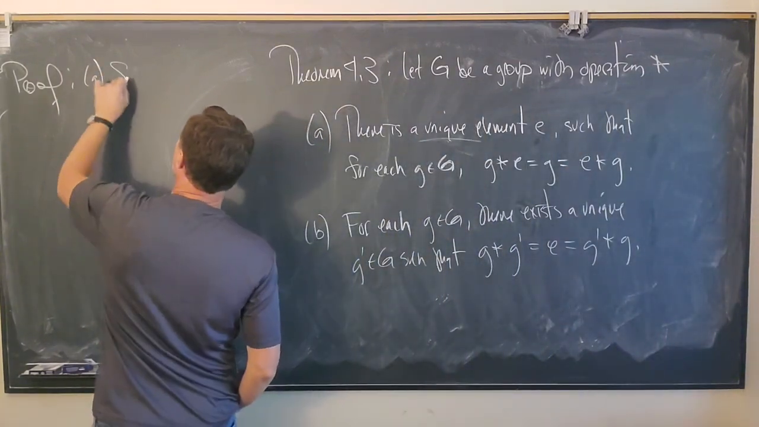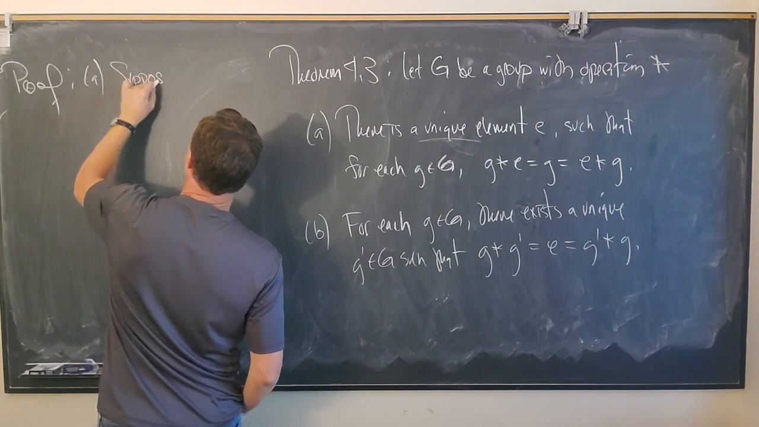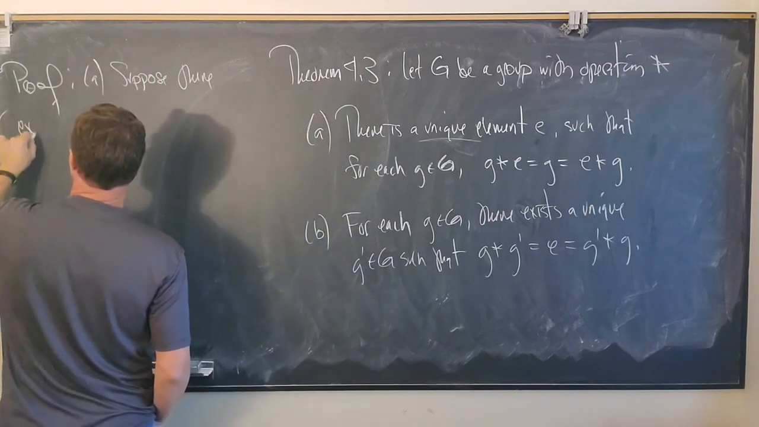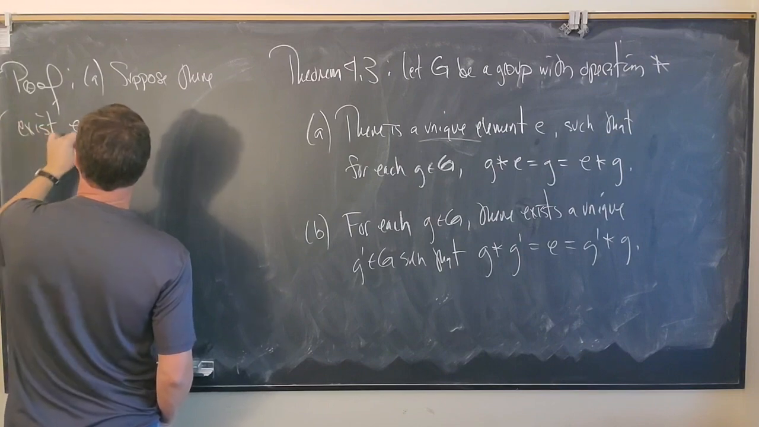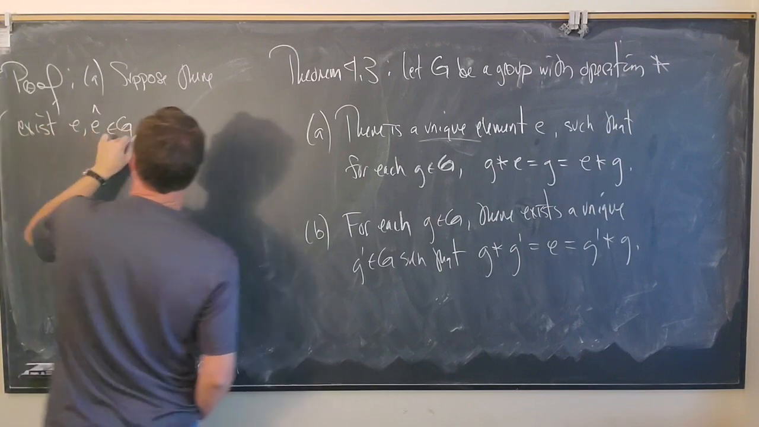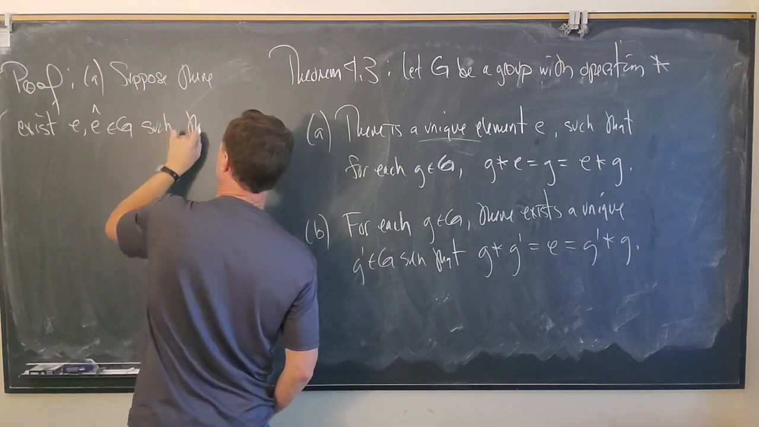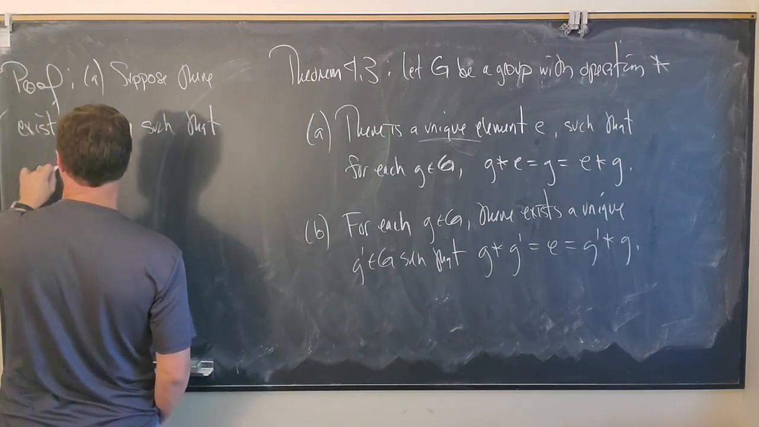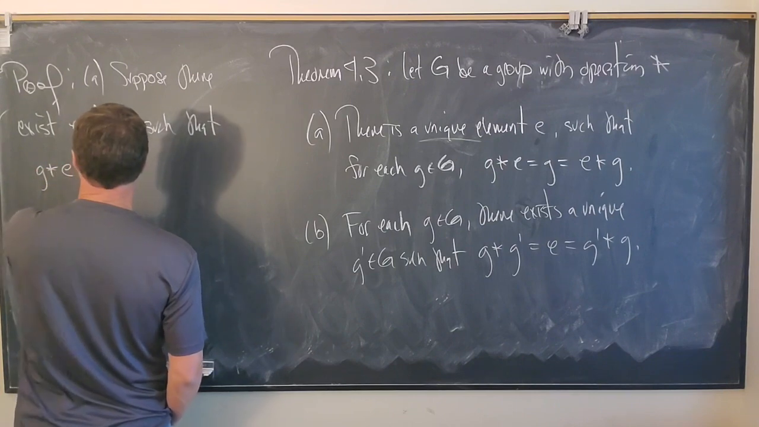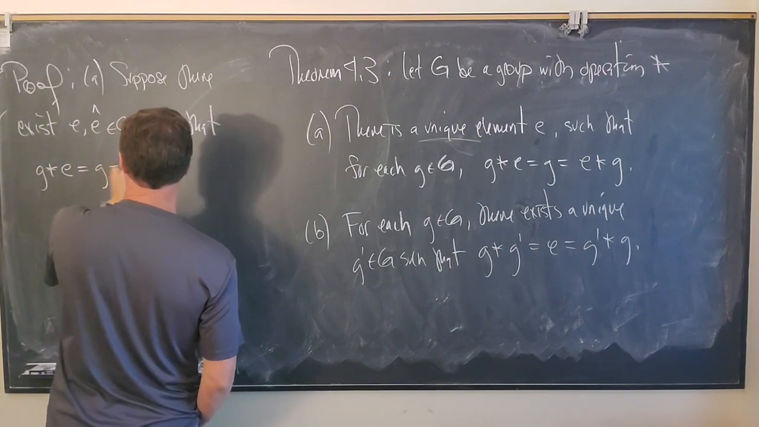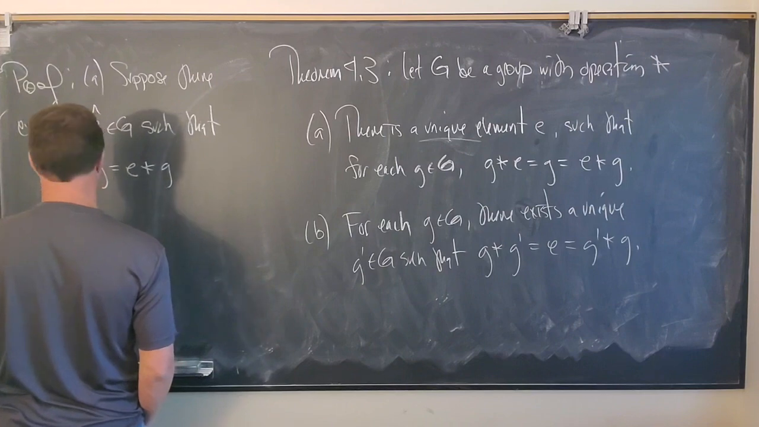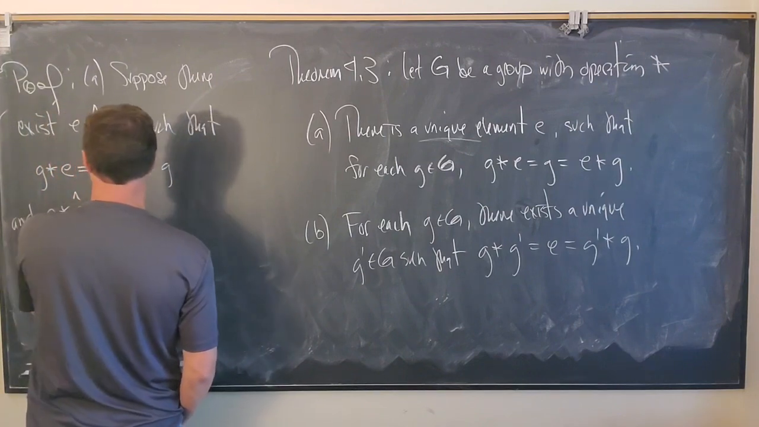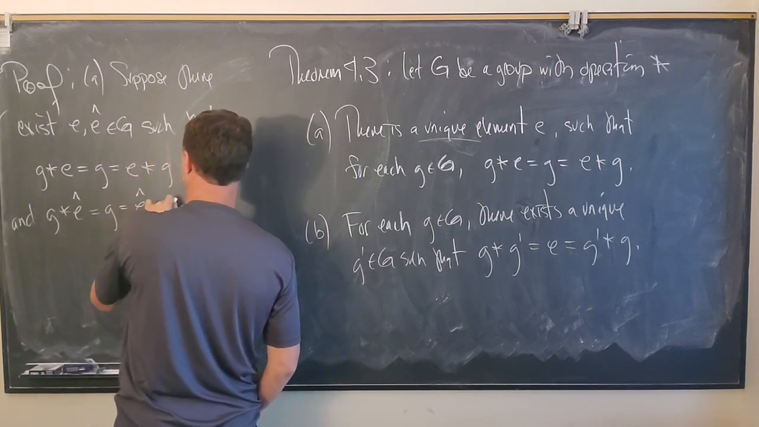So suppose there exists an E and an E hat in capital G such that G star E equals G equals E star G, and G star E hat equals G equals E hat star G.